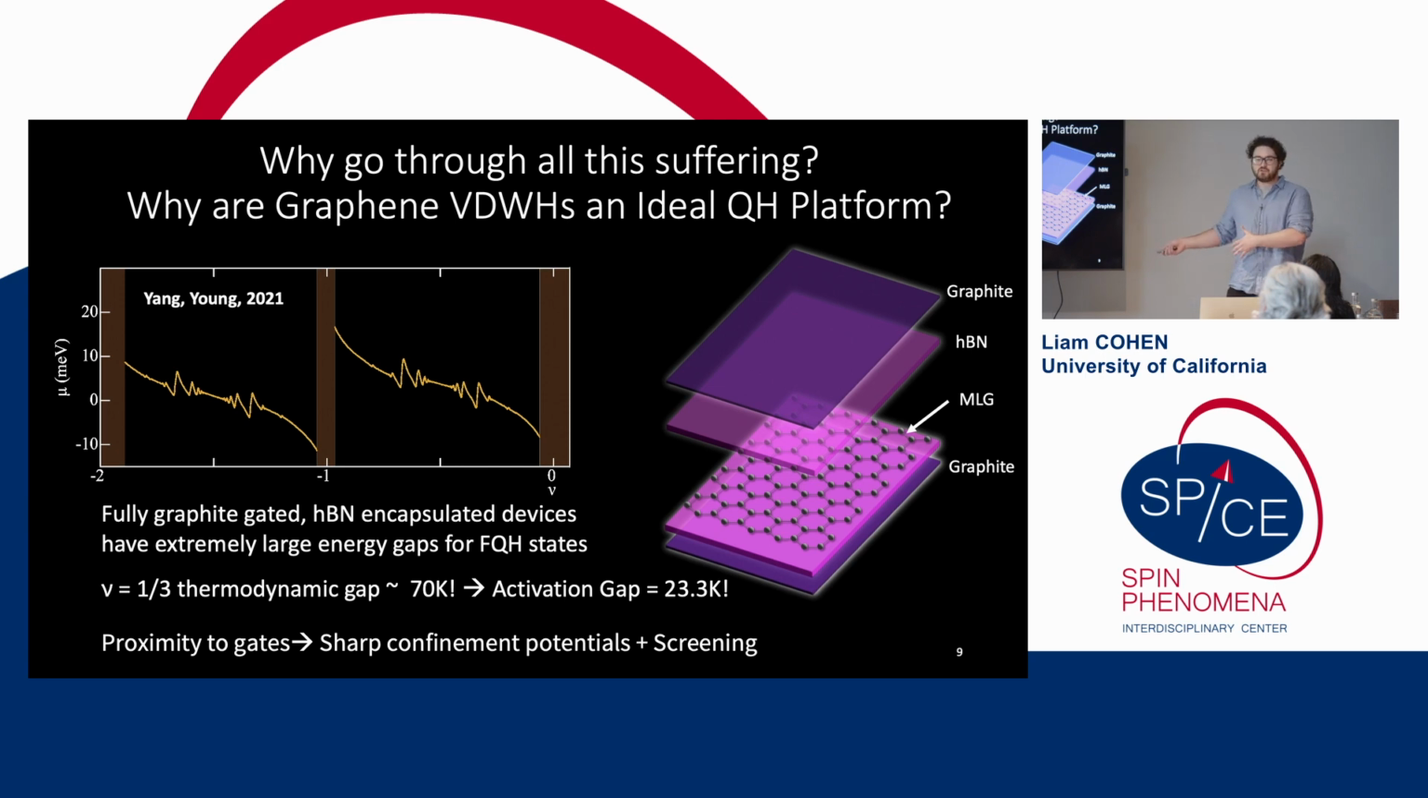And the proximity of the 2DEG to gates, because the hBN dielectrics tend to be between 10 and 40 nanometers, gives you essentially very sharp confinement potentials and improved screening without reducing the gap sizes. So that helps with making mesoscopics by reducing charging energies. So that could be good for making interferometers and for quantum point contacts.